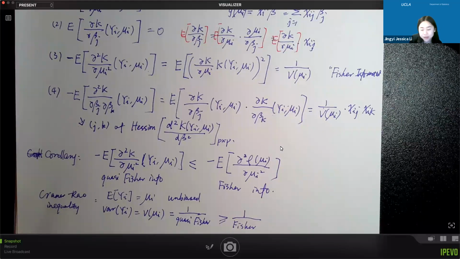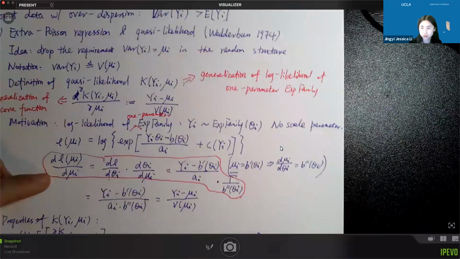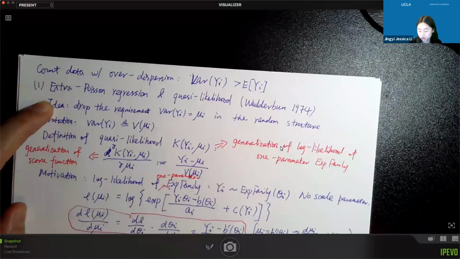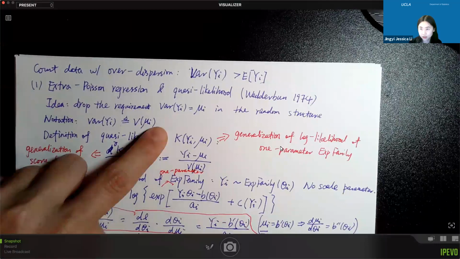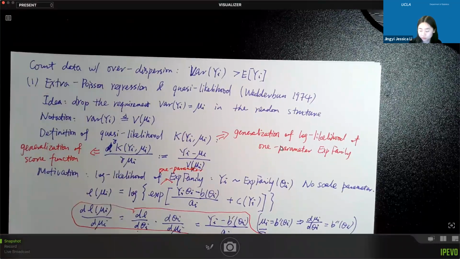But for implementation, we're going to continue next time about how we use this quasi likelihood to help us do extra-Poisson regression and to get rid of the constraint that the variance of yi equals mu i. So we hope we can do that next time.